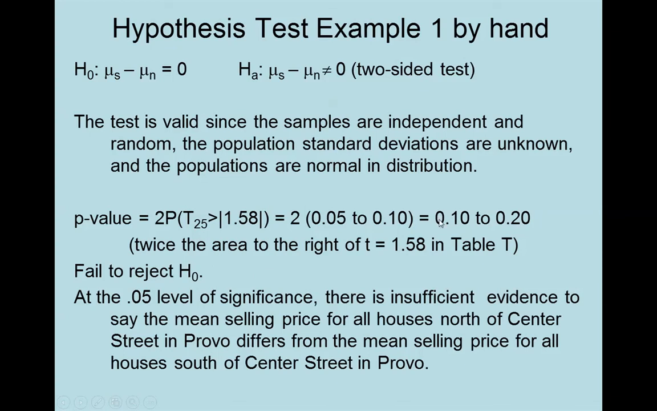So if my p-value is between 0.10 and 0.20, that tells me it's not small, it's not less than that 0.05 level of significance. So I'm going to fail to reject the null hypothesis as my decision, and then write my summary. At a 0.05 level of significance, there's not enough evidence. There's insufficient evidence to claim that the mean selling price for all houses north of Center Street in Provo is any different than the mean selling price for all houses south of Center Street in Provo.